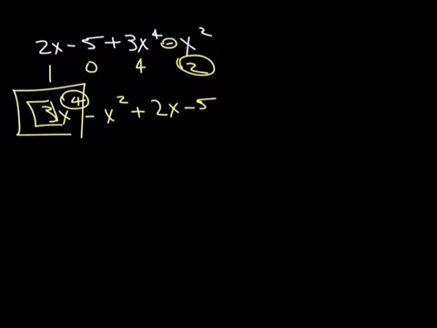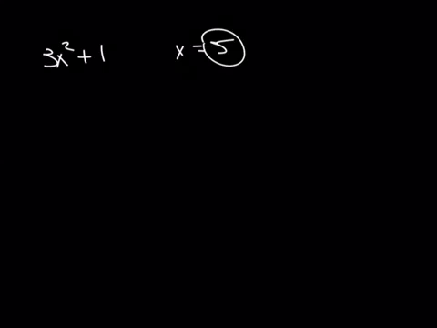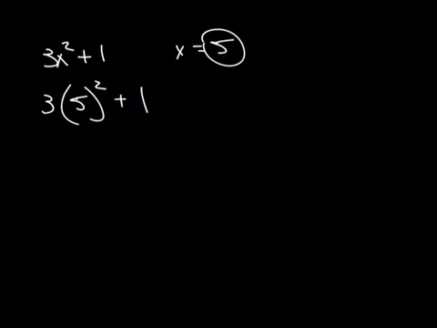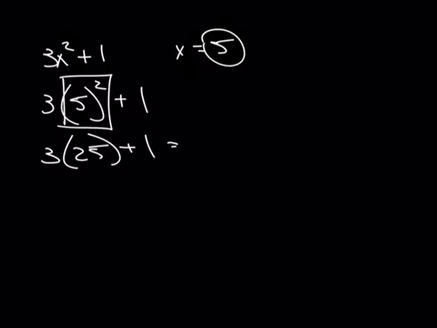The next section has to do with evaluating polynomials. And evaluating polynomials means that they're going to give you a polynomial, and they're going to give you a value for x, and they're going to want you to plug that x in there and get an answer. All right, so let's go ahead and do that. 3, put a 5 in there for x, and I always put it in parentheses, just makes it easier, helps me to know I'm going to do that first. So 75 plus 1 is 76.